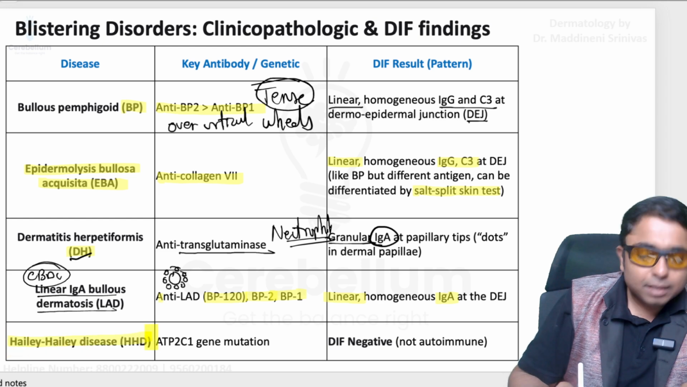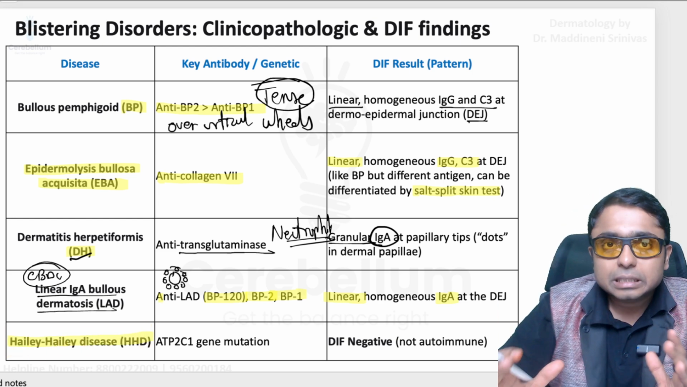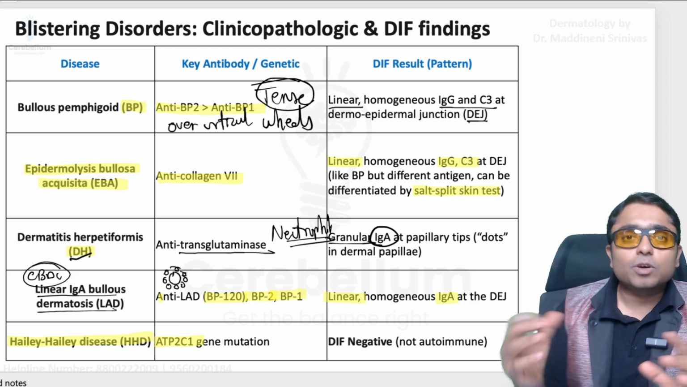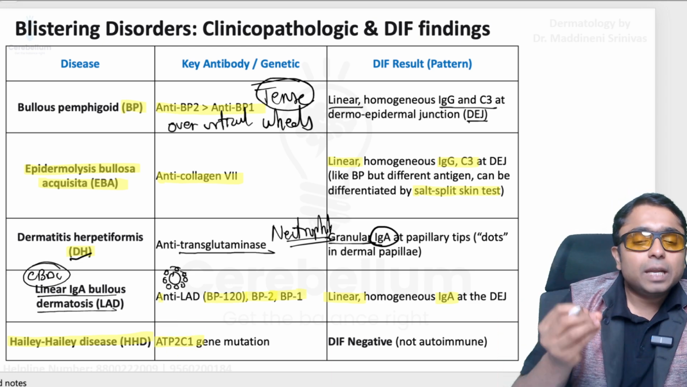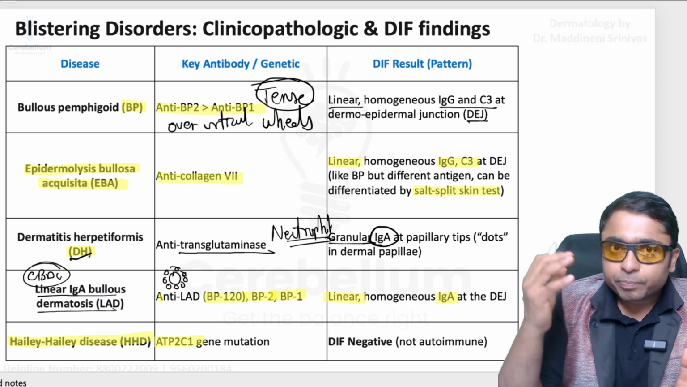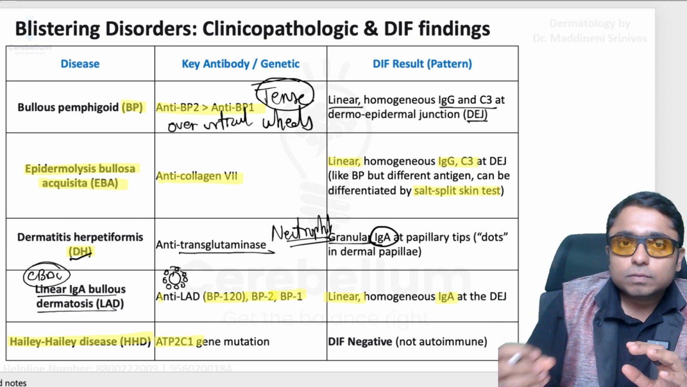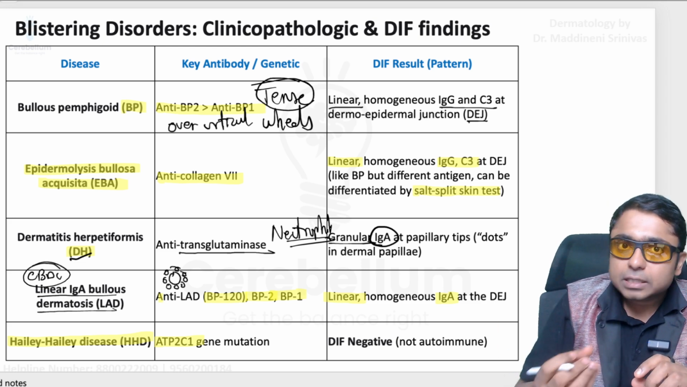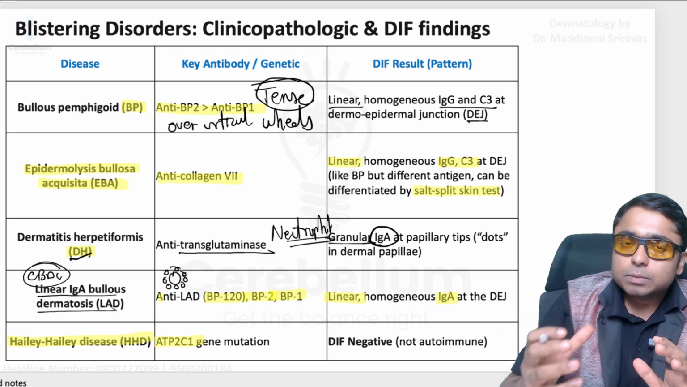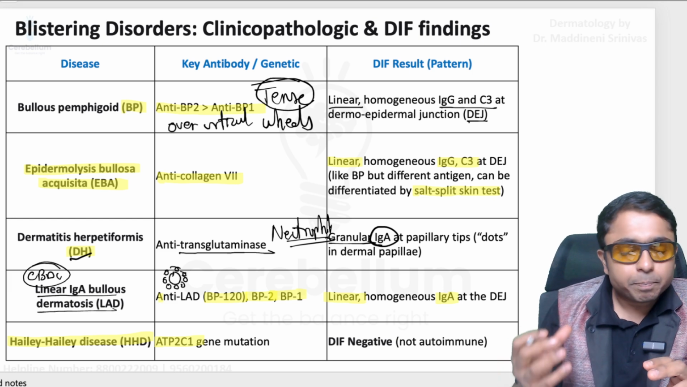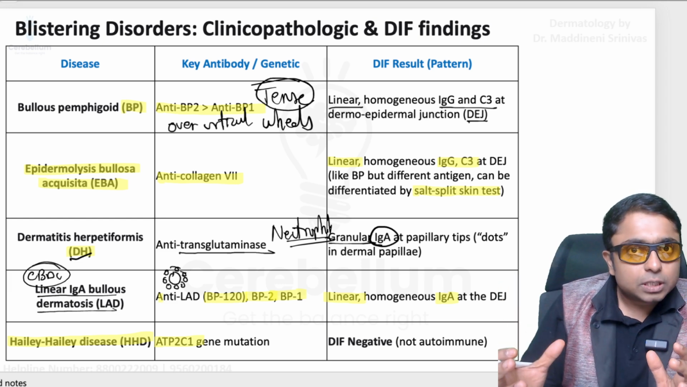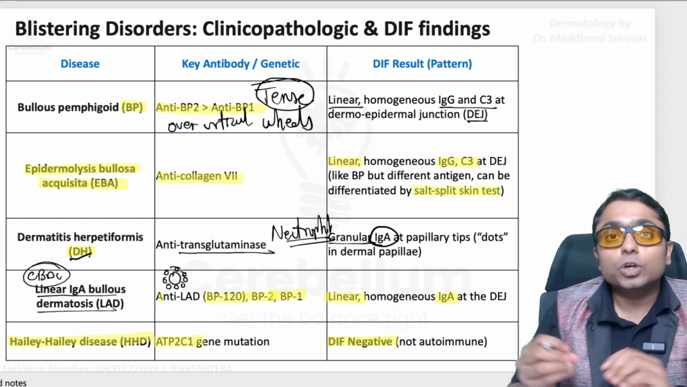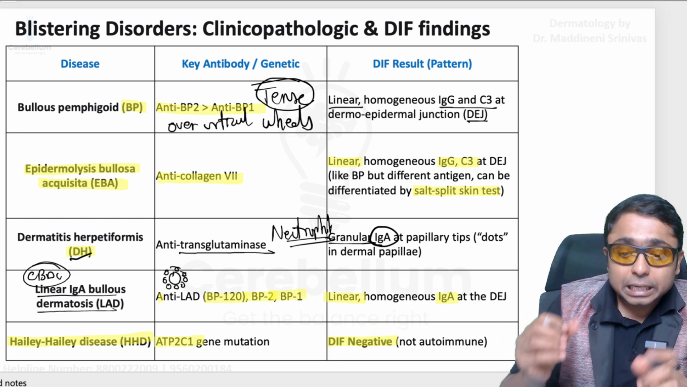Next is very interesting, Hailey-Hailey disease. Remember, dear students, this is a genetic disorder because of a mutation in ATP2C1. If you remember, there is one more condition called Darier disease, in which ATP2A2 is mutated. So in this, basically what happens? Because of this mutation, there is going to be acantholysis happening, because calcium ATPase is going to be defective, and because desmosome requires calcium ATPase activity, there is going to be damage to the desmosome leading to acantholysis.